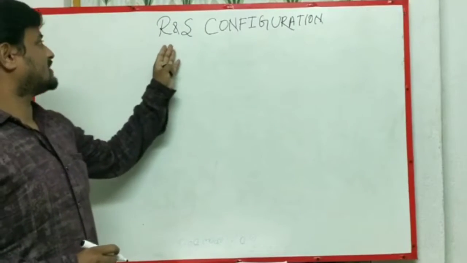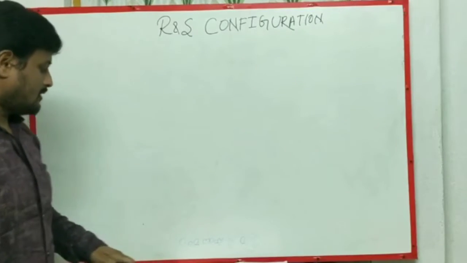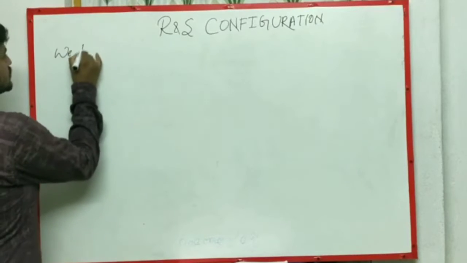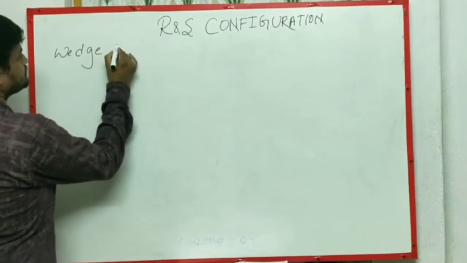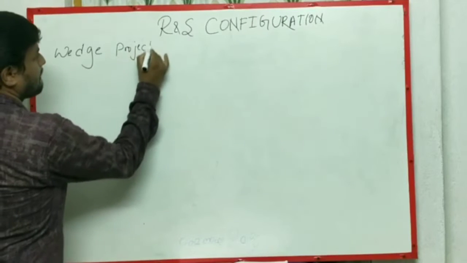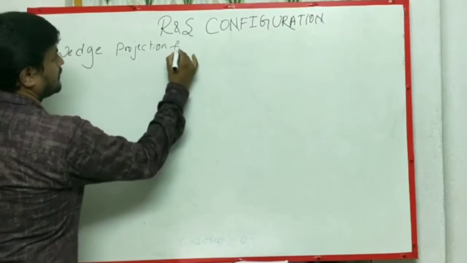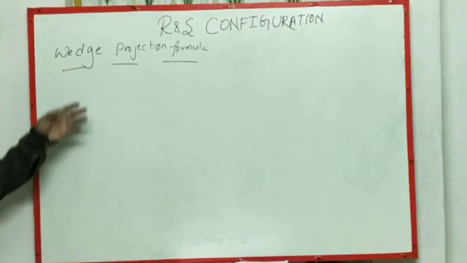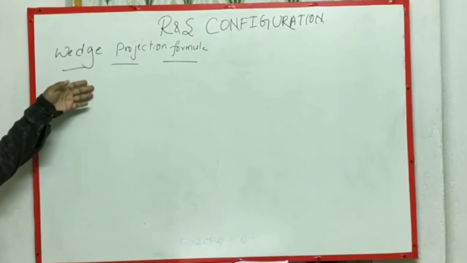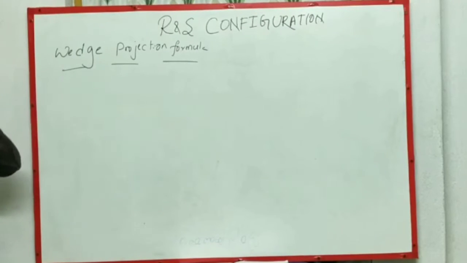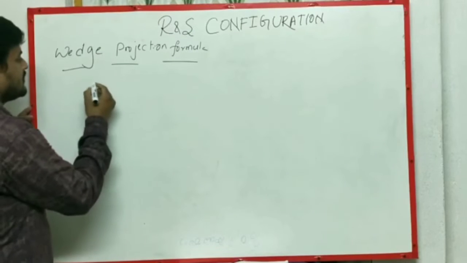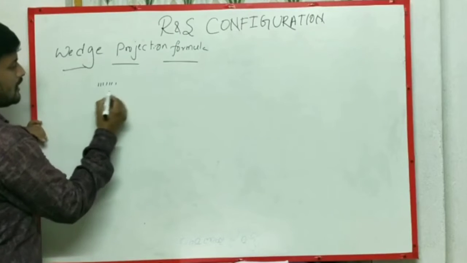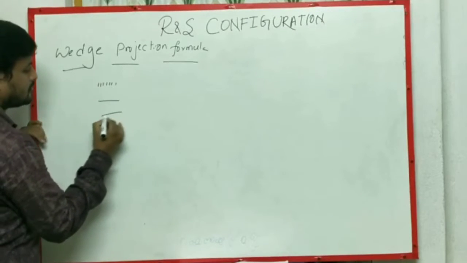Today I would like to explain RS configuration in the wedge projection formula. First of all, what is the wedge projection formula? In this projection formula, we can indicate the bonds with three symbols, three types of bonds. What are the three types of bonds? The first one is a normal line, another is a dotted bond, and another is a thick line.